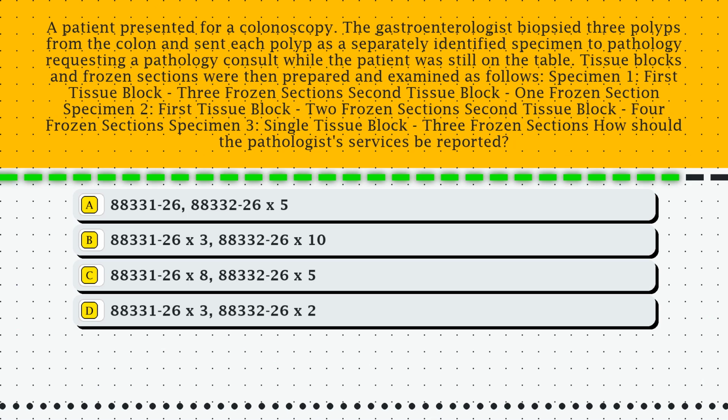Question 132. A patient presented for a colonoscopy. The gastroenterologist biopsied 3 polyps from the colon and sent each polyp as a separately identified specimen to pathology, requesting a pathology consult while the patient was still on the table.